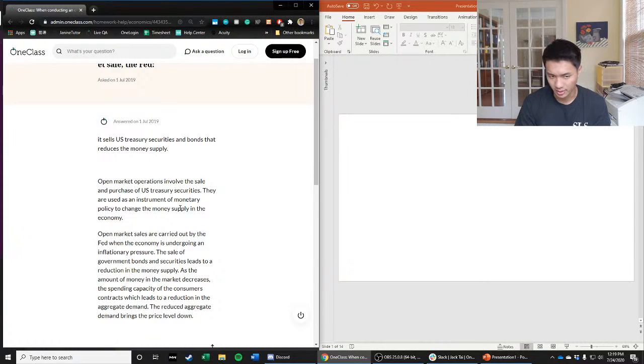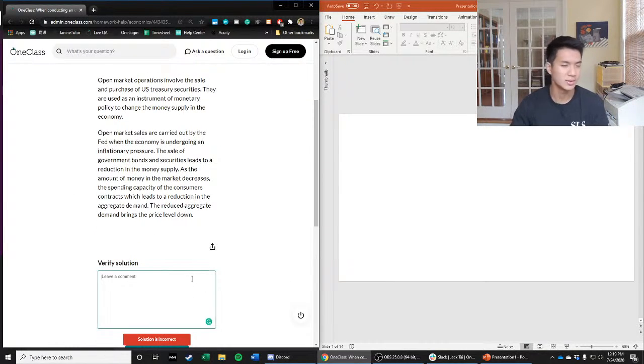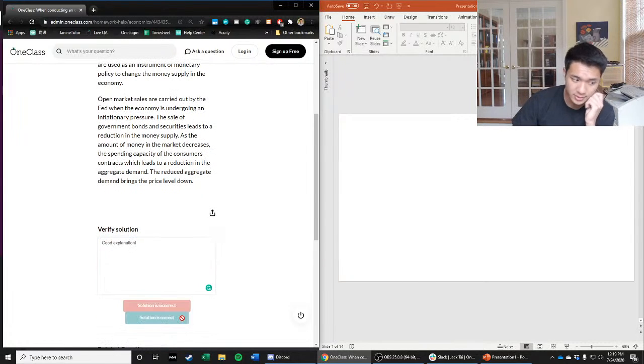As the amount of money in the market decreases, the spending capacity of the consumer contracts, which leads to a reduction in aggregate demand. Reduced aggregate demand brings the price level down. Yeah, so it's kind of a tie-in to how you'd see the effects of open market sales. But good explanation, and we can mark that as correct.